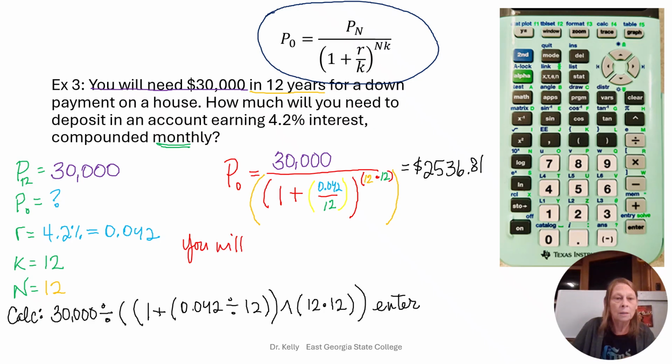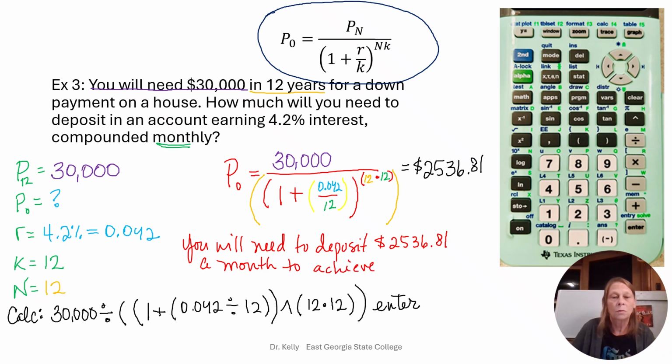And then I'll write our solution here. You will need to deposit $2,536.81 a month to achieve your goal of 30,000. Okay, awesome. All right, we'll get started with the next one.